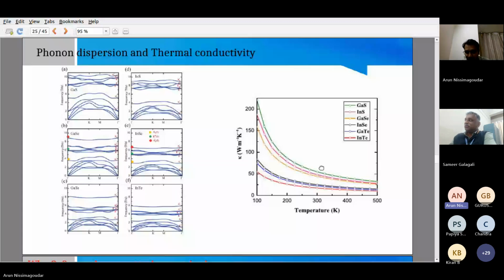So these DFT calculations. Can you see my slide here? Phonon dispersion and thermal conductivity. Here, to get the phonons means to get the frequencies. To get the frequencies to calculate the lattice thermal conductivity, we are using density functional theory. We are not using the DFT to get the thermal conductivity. Still, the final lattice thermal conductivity or electrical conductivity is done by the Boltzmann transport equation only.